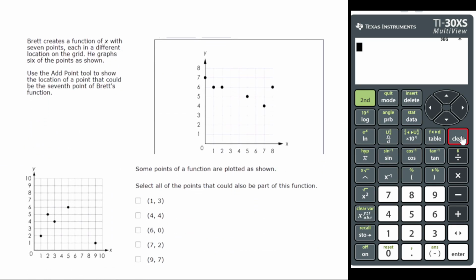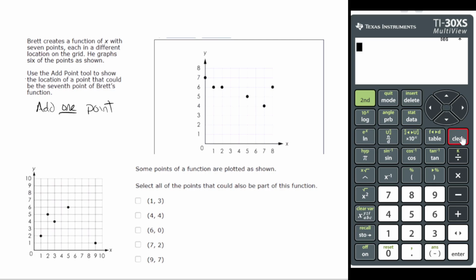Brett creates a function of x with 7 points, each in a different location on the grid. He graphs 6 of the points as shown. Use the add point tool to show the location of a point that could be the 7th point of Brett's function. Okay, so 2 important rules. You're only adding 1 point.